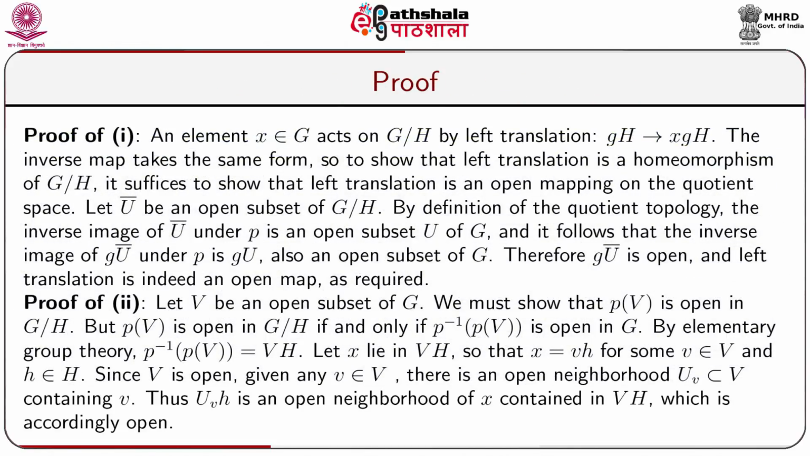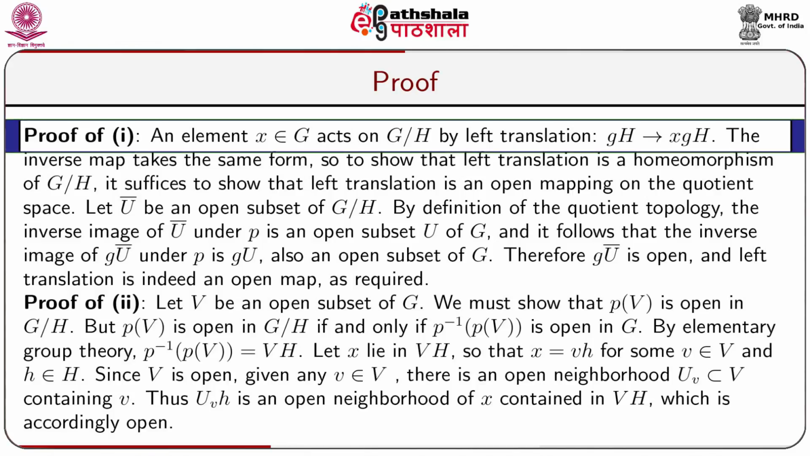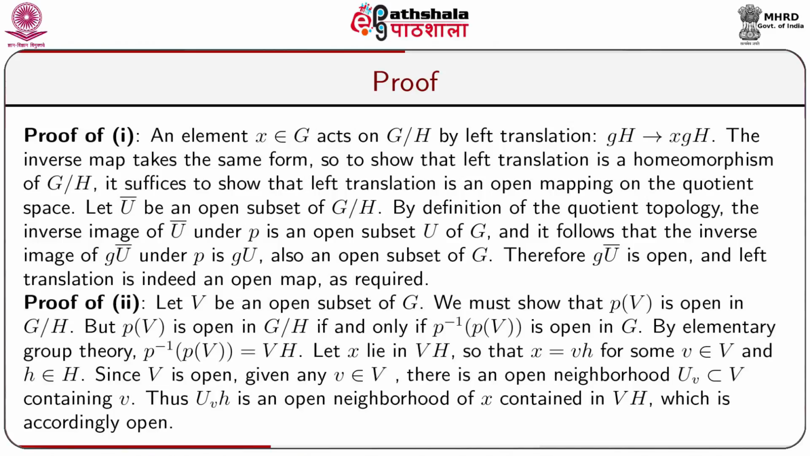First, to prove that the quotient space G by H with respect to the topology is homogeneous, let us consider an element x in G acting on the quotient space G by H by left translation: gH goes to xgH. The inverse map takes the same form. So, to show that the left translation is a homeomorphism of G by H, it suffices to show that left translation is an open map on the quotient space.